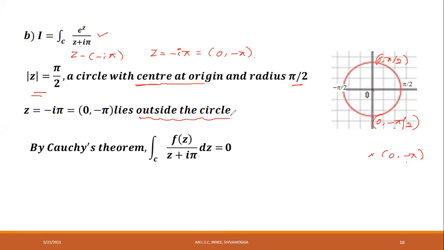If z is equal to a lies outside C, which theorem is applicable? Cauchy's theorem is applicable. Therefore, the integral is equal to 0. By Cauchy's theorem, the given integral is equal to 0.